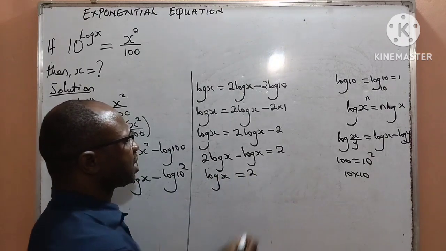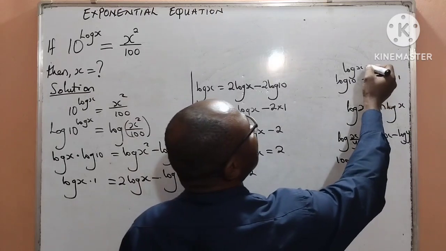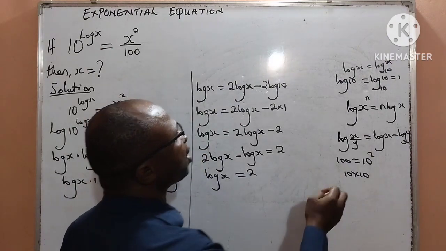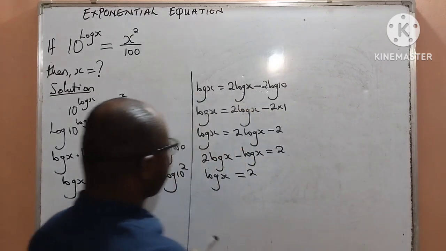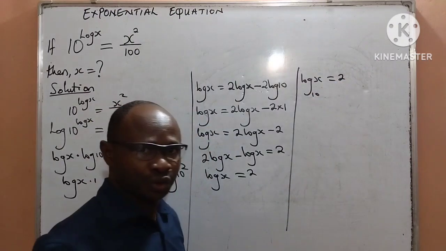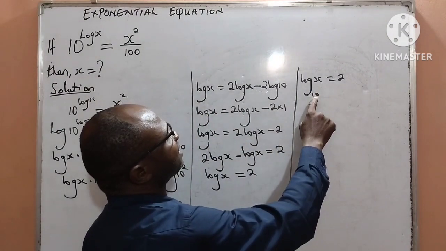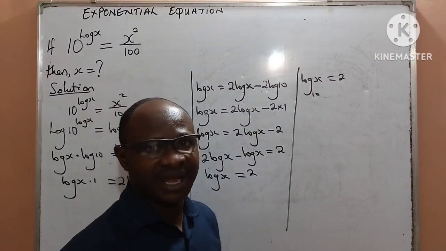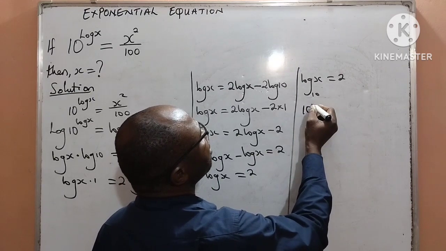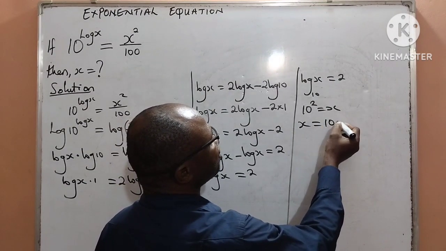But then, like I said, log x is the same thing as log x base 10 because it assumes a base of 10. Therefore, I can now write that the logarithm of x to base 10 is equal to 2. By definition of logarithms, it means the logarithm of x is the power to which this base 10 will be raised in order to obtain this x. And that is 10 raised to the power 2 is equal to x by definition of logarithms. We now conclude that the value of x is 100.